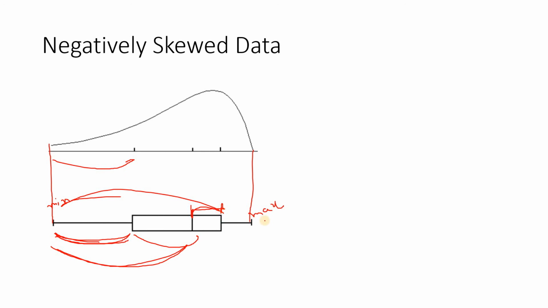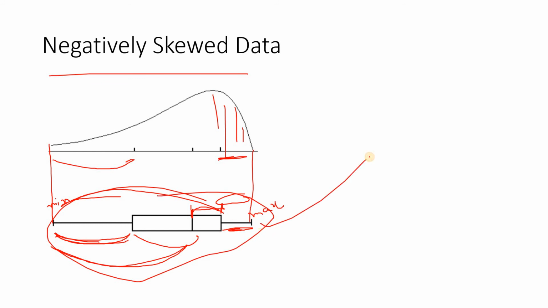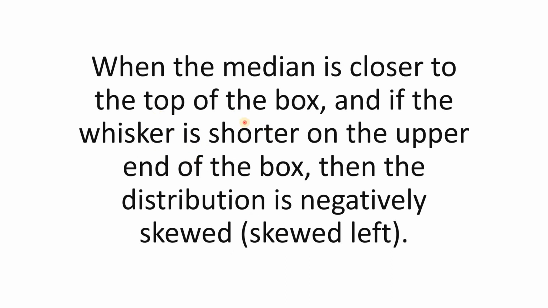Then from Q3 to the maximum, again the distance is very small. From 75% to 100%, the data is accumulated in a small range. You can clearly understand, right? Because here a huge concentration of frequency is present. So for negatively skewed data, we can intuitively understand that the box plot will look like this. Again, we can conclude: when the median is closer to the top of the box, that is, closer to Q3 or the 75th percentile, and the whisker is shorter at the upper end of the box, then the data is negatively skewed, or skewed on the left-hand side.